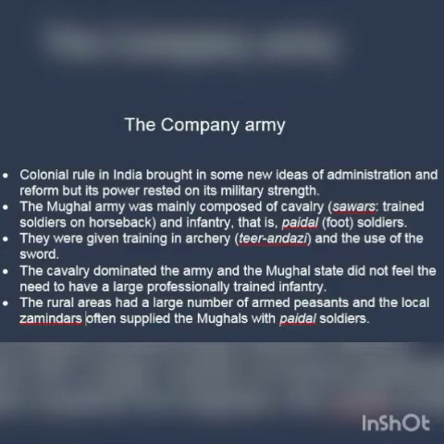The cavalry dominated the army, and the Mughal state did not feel the need to have a large professionally trained infantry. The reason is that the rural areas had a large number of armed peasants, and the local zamindars often supplied the Mughals with pedal soldiers, that is foot soldiers. So whenever the necessity of infantry was felt, these farmers and peasants were sent as foot soldiers.